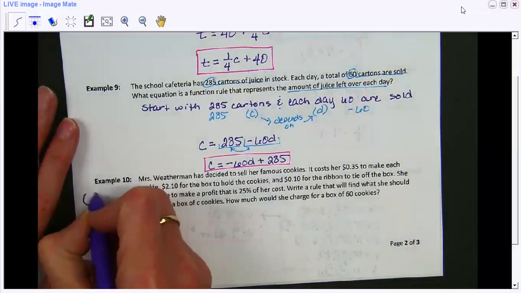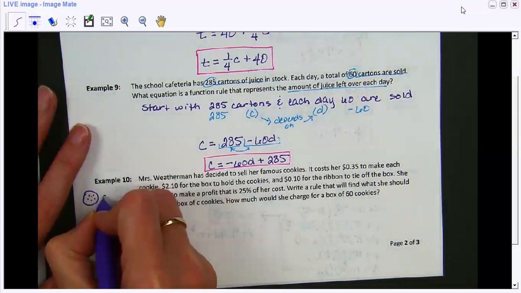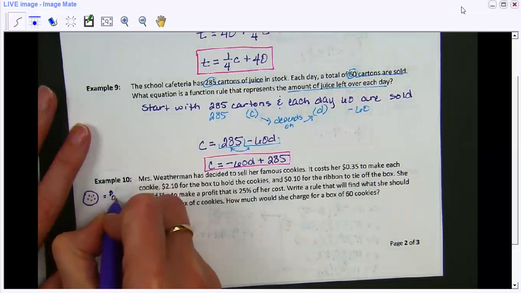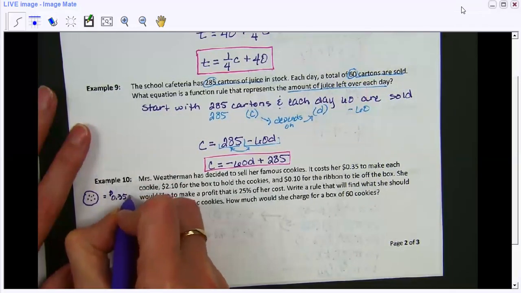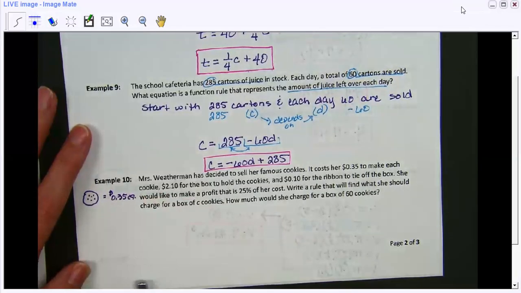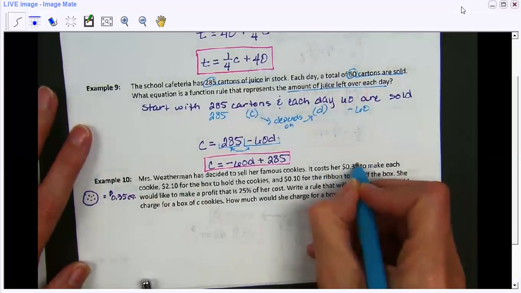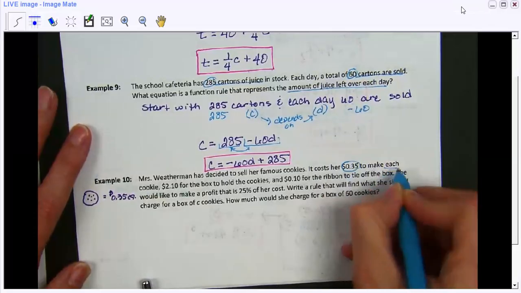Each cookie, we're gonna make a little chocolate chip cookie, is 35 cents each. Okay, that's what it tells me right here. 35 cents for each cookie.